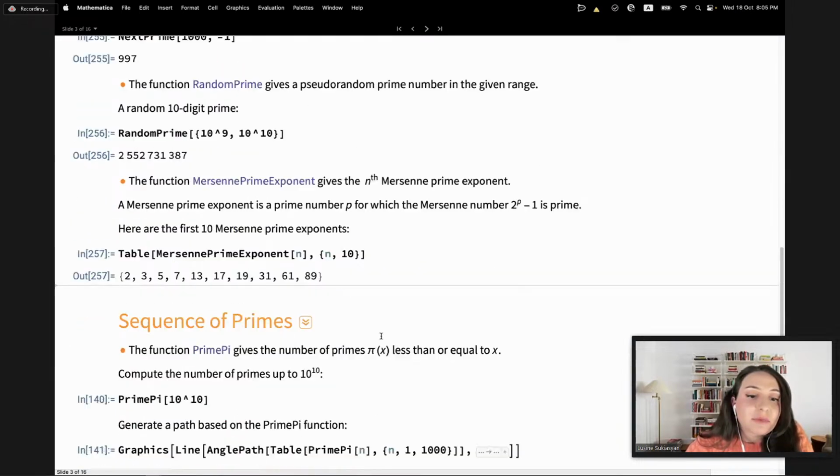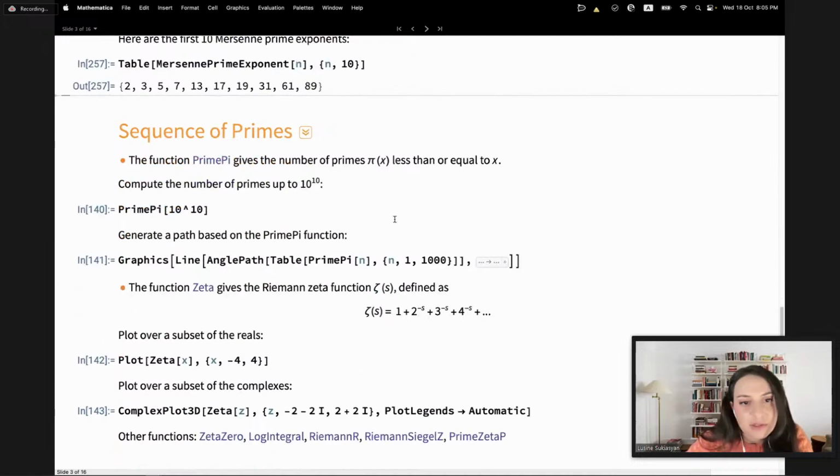The next group of functions here is the sequence of primes. And here the most important function is the function PrimePi. That function gives the number of primes π(x) less than or equal to x. And by the way, it has nothing to do with the constant pi.